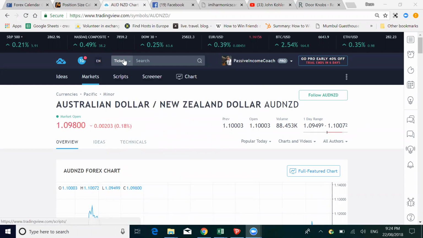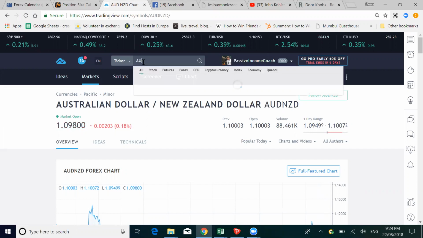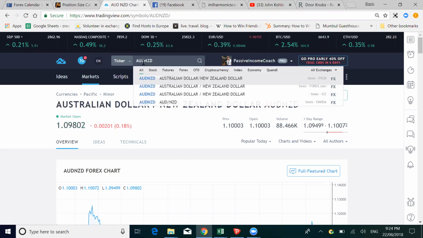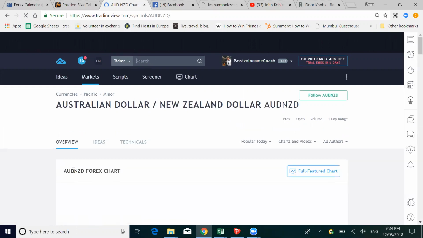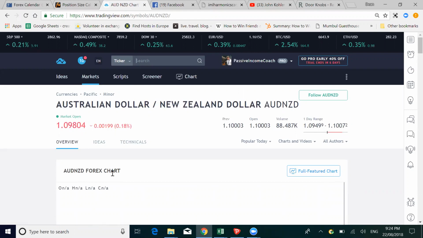All right, so here's the little ticker when you log into tradingview.com. Ticker, okay, AUD NZD. Okay, hit enter and just wait for it to update down here. And you can see we've selected the AUD NZD Forex chart. All right, and then select the full featured chart. This will take you into the charting features for TradingView.